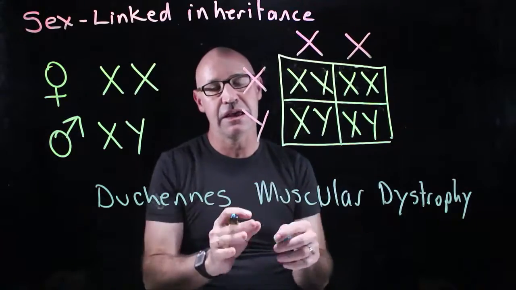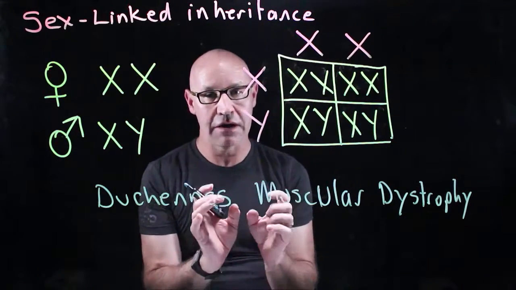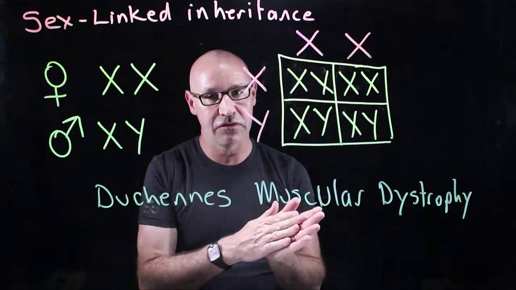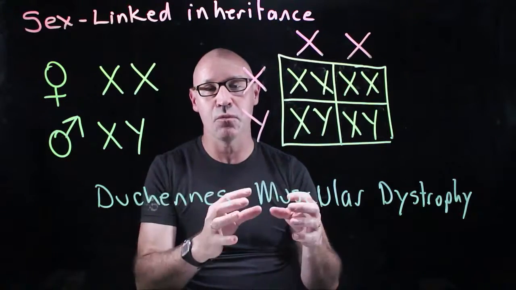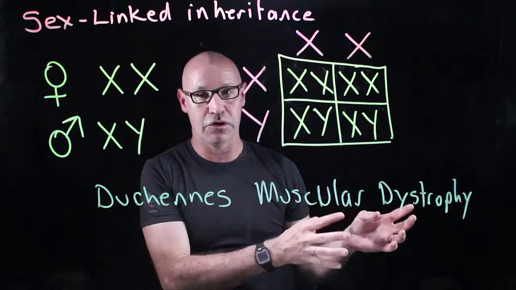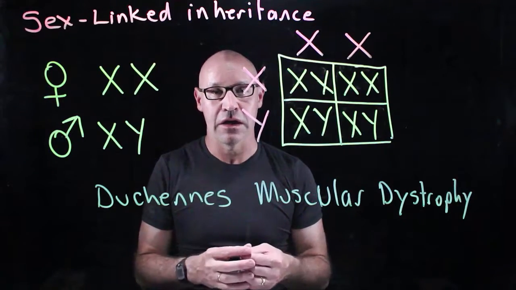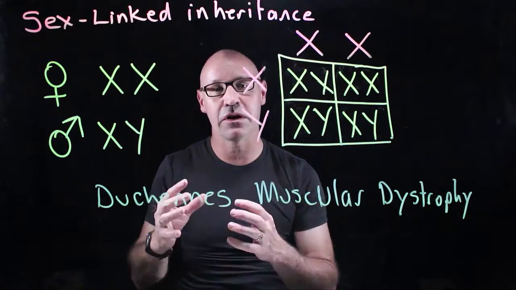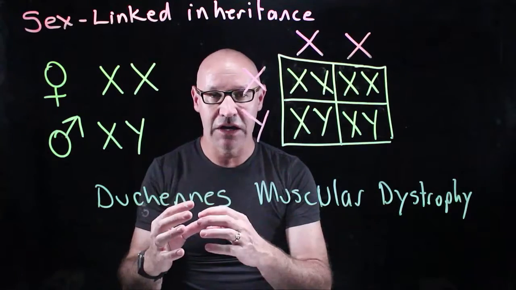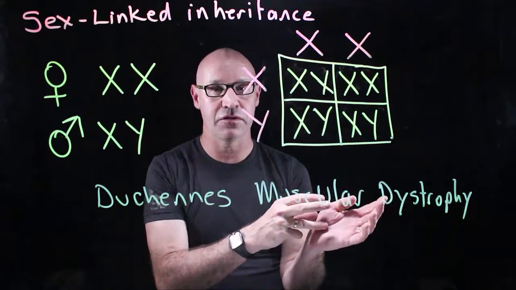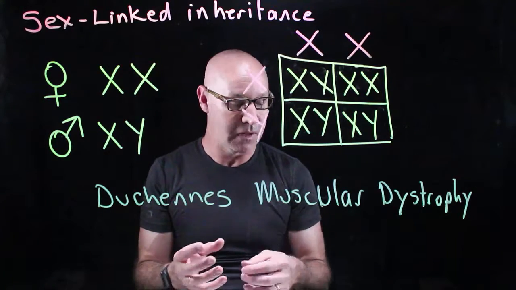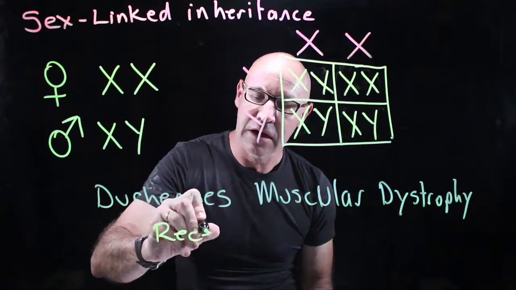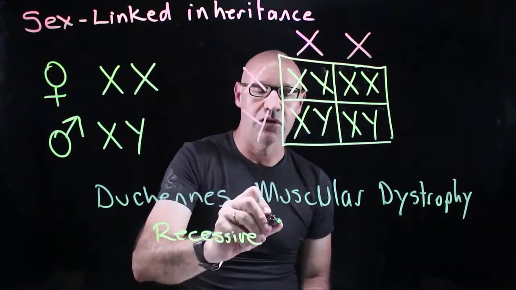Duchenne muscular dystrophy is a very, very serious, life-limiting disorder. The children with Duchenne muscular dystrophy get significant weakness that's progressive and gets worse and worse to the point where the child will actually die from Duchenne muscular dystrophy, often in their late teens or early 20s. So it's a very, very serious condition. Now, the gene that's associated with Duchenne muscular dystrophy is on the X chromosome. And it's also recessive. It's a recessive disorder and it's on the X chromosome.